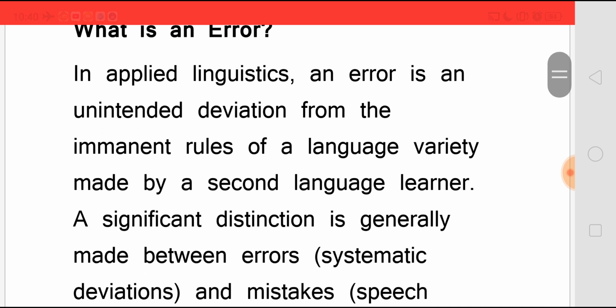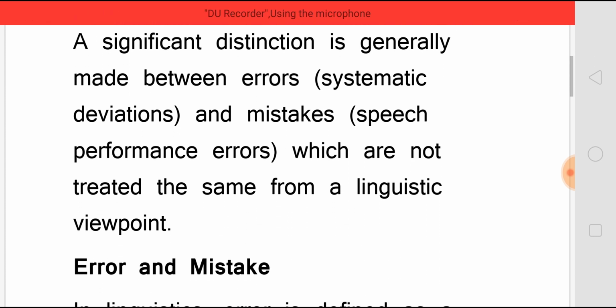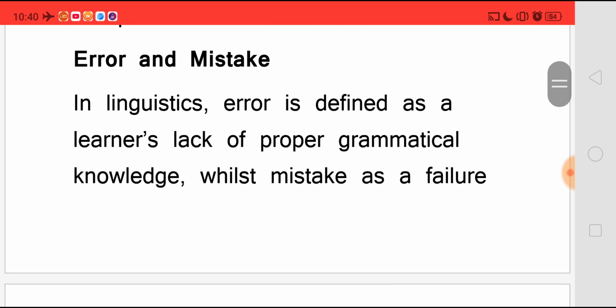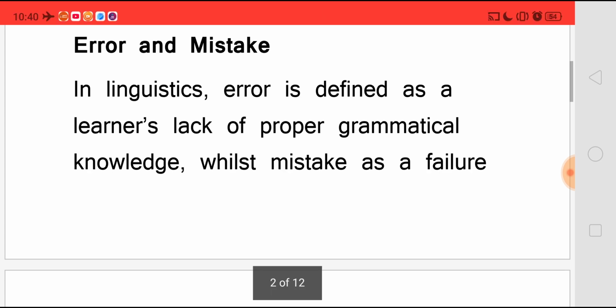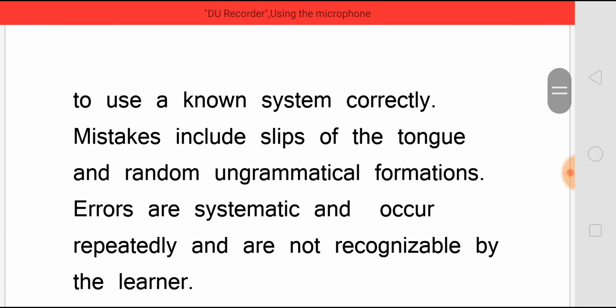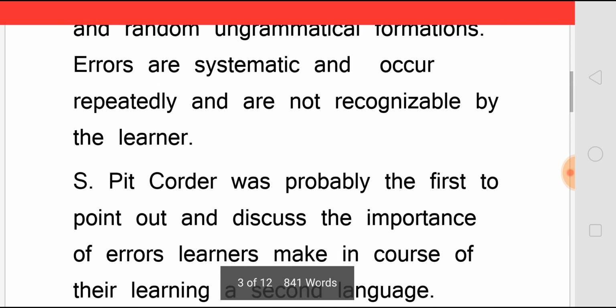In applied linguistics, an error is an unintended deviation from the immanent rules of a language variety made by a second language learner. A significant distinction is generally made between errors, that is, systematic deviations, and mistakes, speech performance errors, which are not treated the same from a linguistic viewpoint. In linguistics, error is defined as a learner's lack of proper grammatical knowledge, whereas mistake is a failure to use a known system correctly. Mistakes include slips of the tongue and random ungrammatical formations. Errors are systematic and occur repeatedly and are not recognized by the learner.